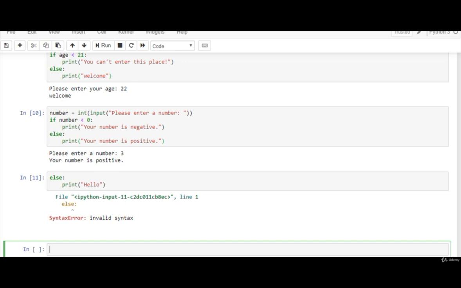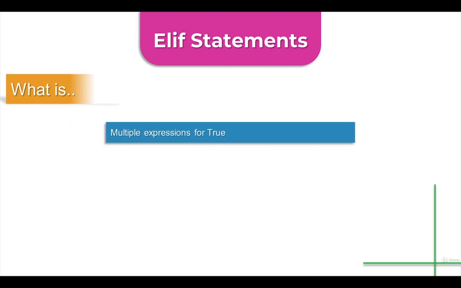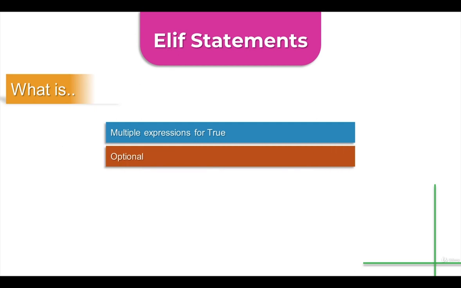Now we can talk about our last conditional statement, the elif statement. The elif statement allows us to check multiple expressions for true and then execute a block of code as soon as one of the conditions evaluates to be true. Similar to the else, the elif statement is optional. However, unlike else, for which there can be at most one statement, there can be an arbitrary number of elif statements following an if. I'll show you how it works.